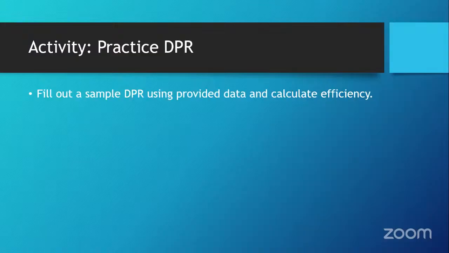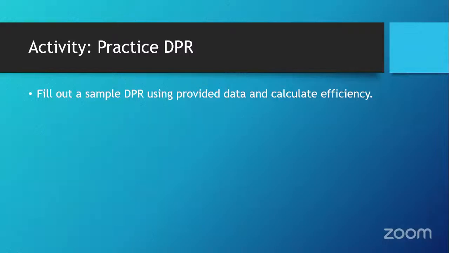Now, fill out a sample DPR using provided data and calculate efficiency. I'm going to send this to you in the Slack. This question has to go in the Slack, and we will be providing them with one empty file and one with data, which they have to fill in the daily progress report. Besides that, you have to write down in the Slack how many of them have got a DPR ready. You can give them 10 days, or within a week you can ask if they are ready with their daily DPRs, whether they have created them or not.